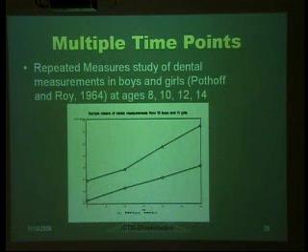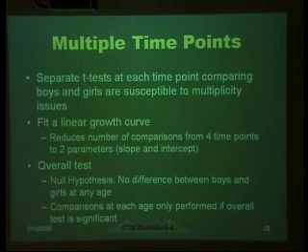Okay, so again, if we were to do separate t-tests at each of those 4 time points, comparing boys versus girls, we have this susceptibility to multiplicity issues. So there's a couple of strategies to get around that. Sometimes with repeated measures data, you might fit some kind of linear growth curve. That reduces your number of comparisons from 4 different time points to maybe 2 parameters, like a slope and an intercept. So you're fitting a line to that data. That reduces your multiple testing problem from 4 to 2, basically.